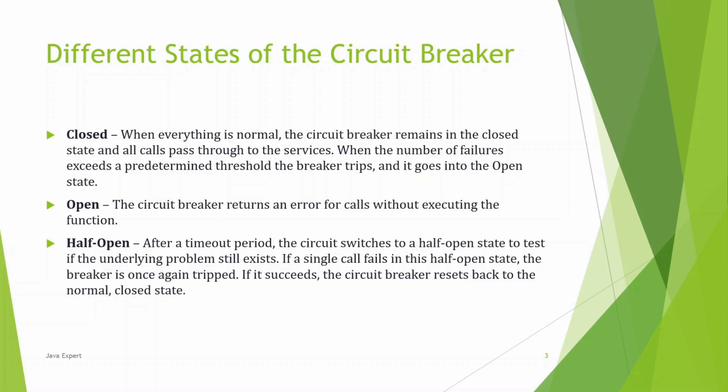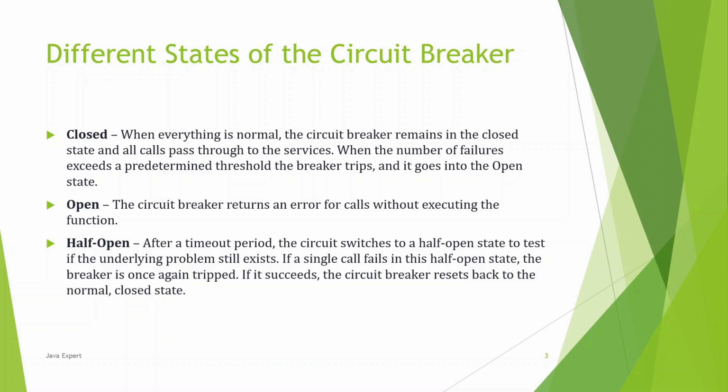The next state is open. The circuit breaker returns an error for calls without executing the function. Basically, when you're calling microservice A to B, microservice B is not responding. The reason may be various things. It may be down, or it may have some error in the service. In such cases, we set some parameters in the circuit breaker when implementing it using Resilience4j, to define when the circuit should open. That state is called the open state.